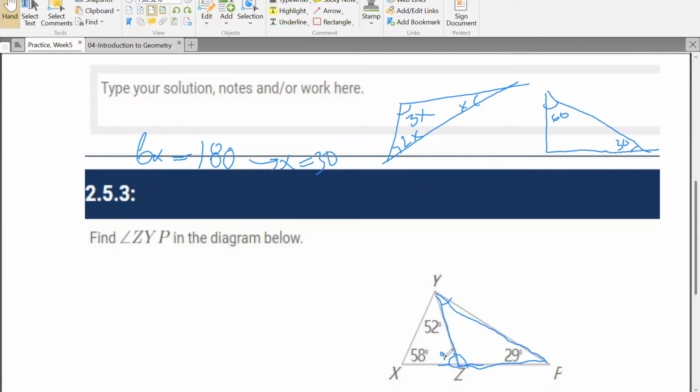Now, how can we find that? Because they add up to 180, 58 plus 52 is 110. Therefore, this is 70. If this is 70, then the other is 110. And thereby, this is going to be 41. Okay, that was a quick recap of our past lesson homework. It took us 20 minutes.